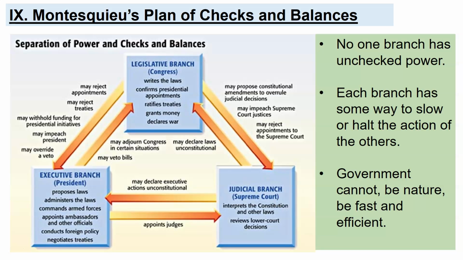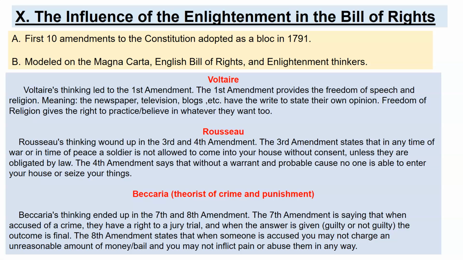Each branch has some way to halt the action of others. That's that check, that no unchecked power, and that government cannot be fast and efficient. They had that view that by nature, things had to be slow. And as much as that may be frustrating at times, these checks and balances are there to make sure that things stay together, that one branch doesn't have too much power, and that everything's being done in the best way possible, even if it's not efficient or fast.